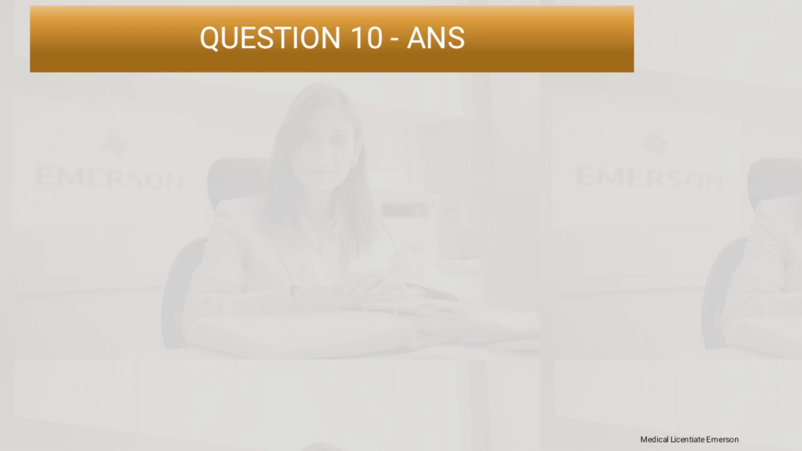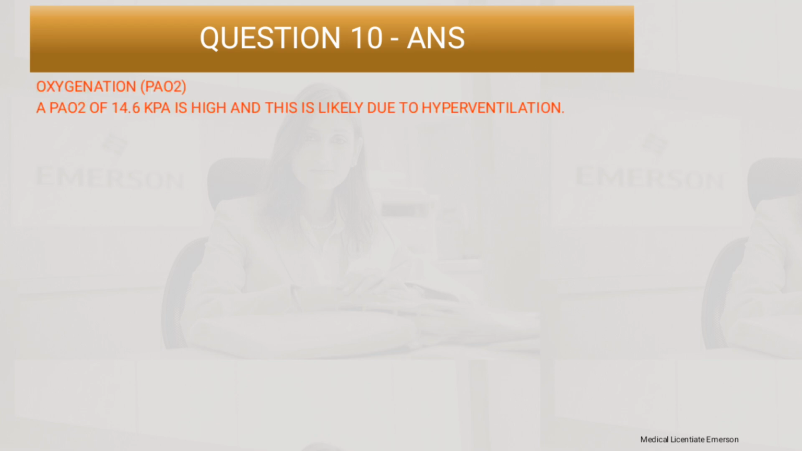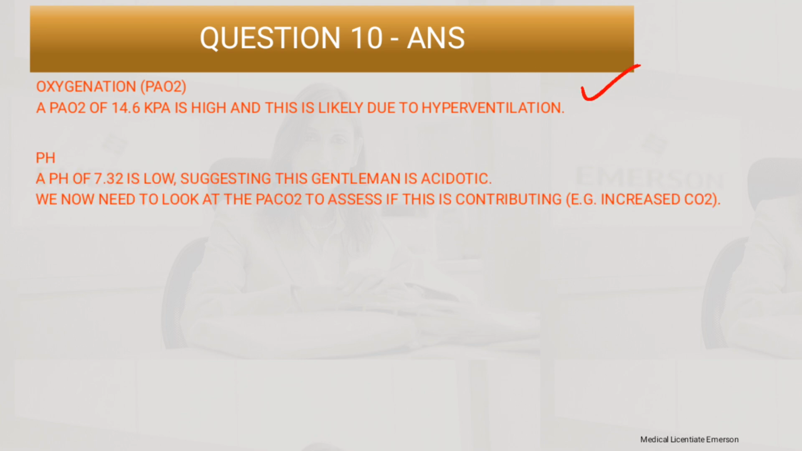Okay, then let's break them down. So oxygenation, the partial pressure of 14.6 kilopascals is high, and this is likely due to hyperventilation. Then the pH of 7.32 is low, suggesting that this gentleman is acidotic. So we need to now look at the partial pressure of carbon dioxide to assess if this is contributing to the acidosis. So in short, there should be an increased carbon dioxide if it is contributing.